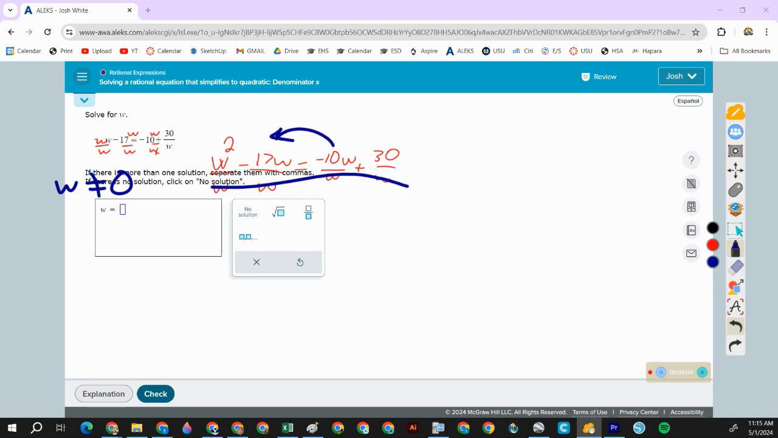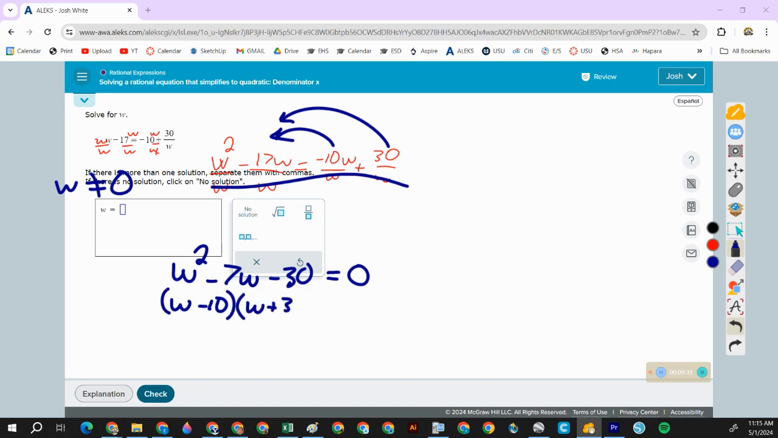I'm going to add this over and subtract this over. W squared minus 17 plus 10 is 7w minus 30 equals 0. Then I factor that. Two numbers that multiply to be negative 30 and add to be negative 7. So it's going to be w minus 10 and w plus 3. So w is either 10 or negative 3. Do those pass? Yeah. What if one of them doesn't pass? Throw it away, and the other one is the answer.